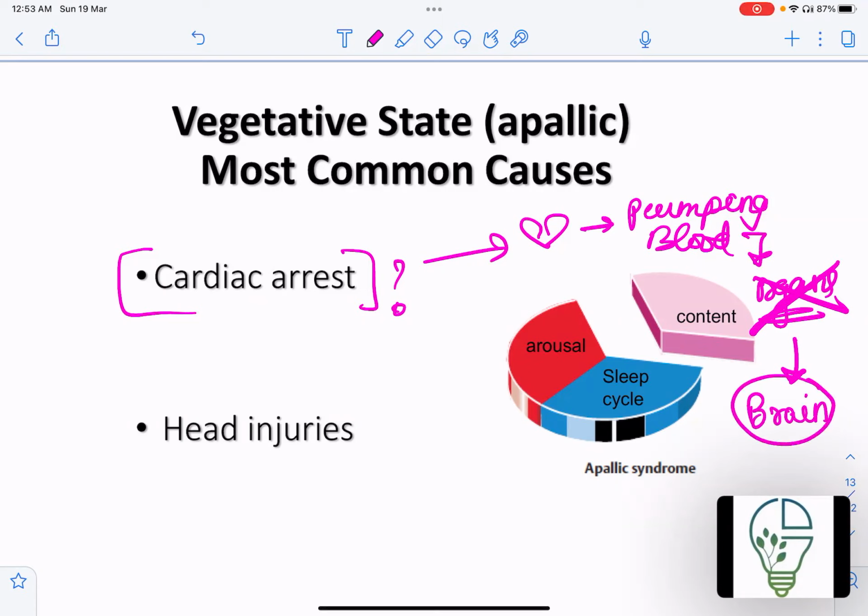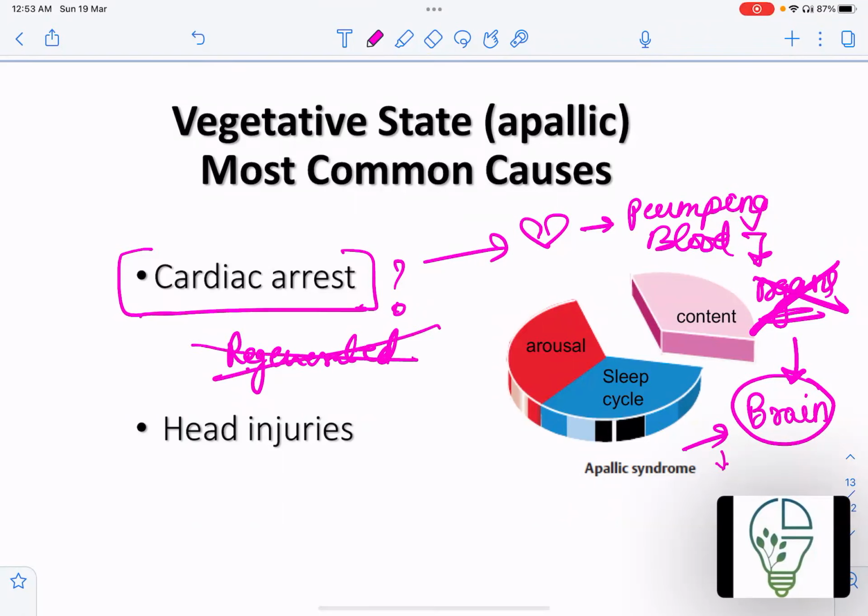So what happens is that there is ischemia, meaning there's decreased blood flow, and the brain shuts down. And we all know that once the brain goes through ischemia, it can never be regenerated. Right? Tissue lost in the brain is tissue lost. You can never get it back. That is why, that's it. The patient goes into vegetative state because they lose a part of their function completely.